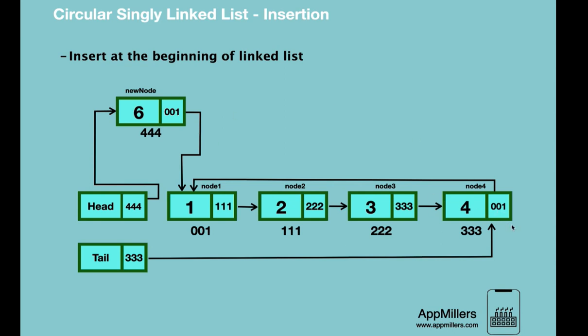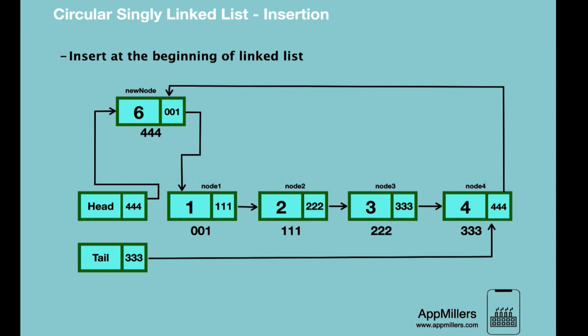So if we update it to 444, which is the physical location of the new node over here, it creates a link between the last node and the new node, because the new node is our first node now. When we create this link, the link between node 4 and node 1 gets destroyed. So by doing this, the last node automatically references the newly created first node. So with this, insertion of a new node at the beginning of a circular single linked list is finished.